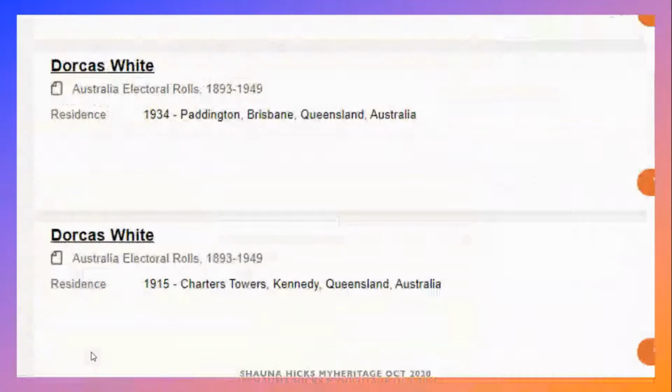Now, this is an example with my great-grandmother, who was Dorcas White. They were in Charters Towers, which is in far north Queensland. I knew that they had come down to Brisbane at some point in time. So I used the electoral rolls to narrow down that period of when they were in Charters Towers and when they were here in Brisbane.